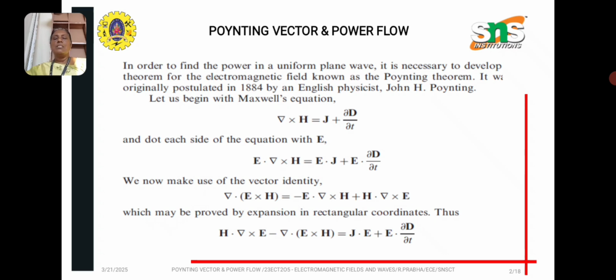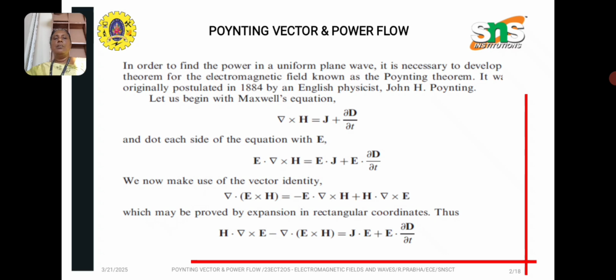So one of Maxwell's equations in terms of the magnetic field is the curl of the magnetic field, del cross H, equal to the addition of two current densities. One is the conduction current density J and another one is the displacement current density, dou D by dou T. Now we take the dot product of the previous expression with the electric field. So E dot (del cross H) is E dot J plus E dot dou D by dou T.